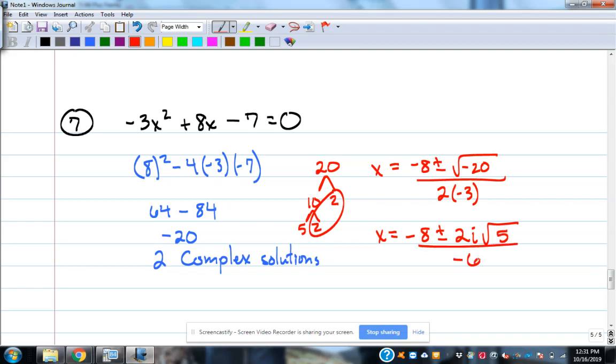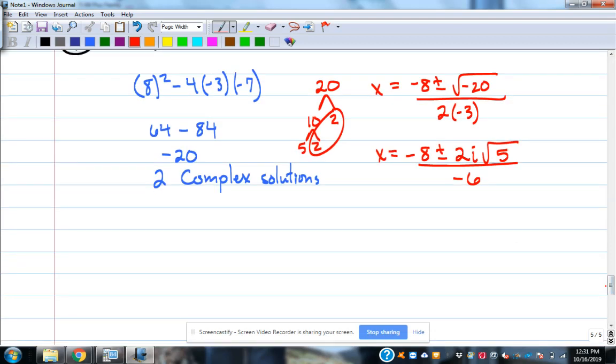On the bottom, we got a negative 6. 2 times negative 3, negative 6. So anytime we got a negative under the square root, you know an i is coming out for sure. May not be anything else comes out, but an i is coming out for sure. And then we're going to do the same thing as we did on the previous problem. We're going to split that into 2 fractions and then simplify each fraction individually, because that's the easiest way to do that. So that's going to be negative 8 over negative 6 plus or minus 2i square root of 5 over negative 6.